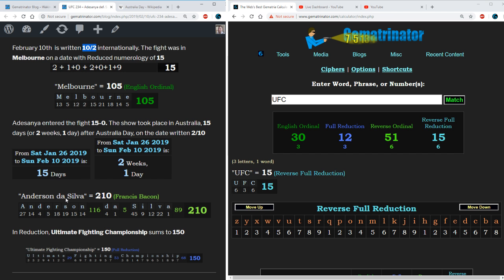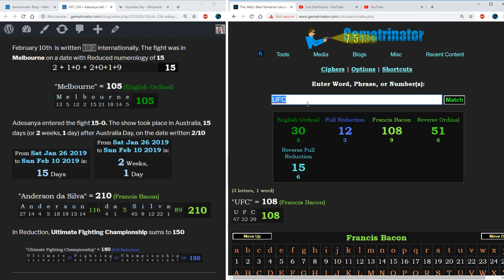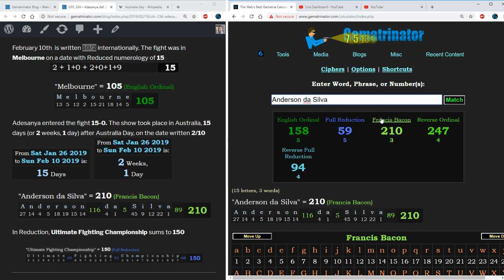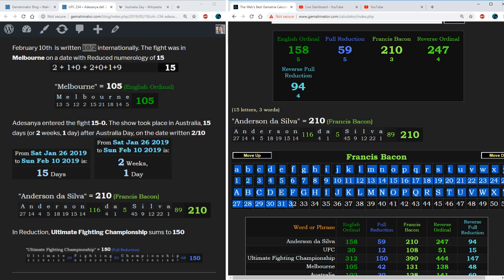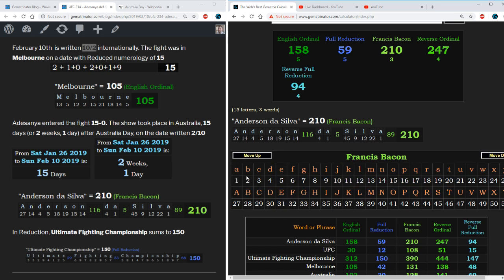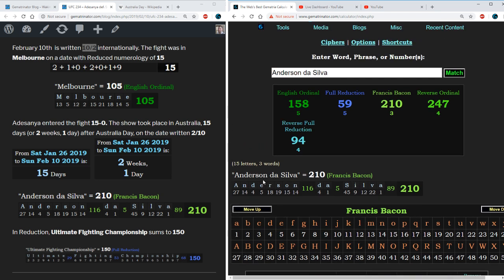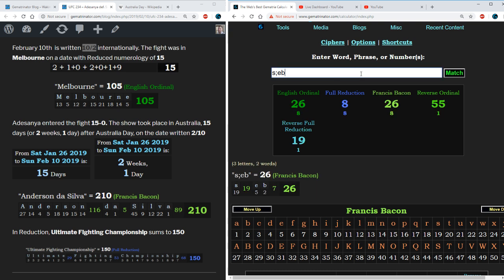Also notice the gematria of Anderson da Silva in what we call Francis Bacon gematria. His full name, Anderson da Silva, sums to 210. This Francis Bacon method of gematria is very similar to the alphabetic order, but notice how for the capital letters, we add 26 for each. So this cipher goes 1 through 52. And the name of his opponent sums to 210 in this method.